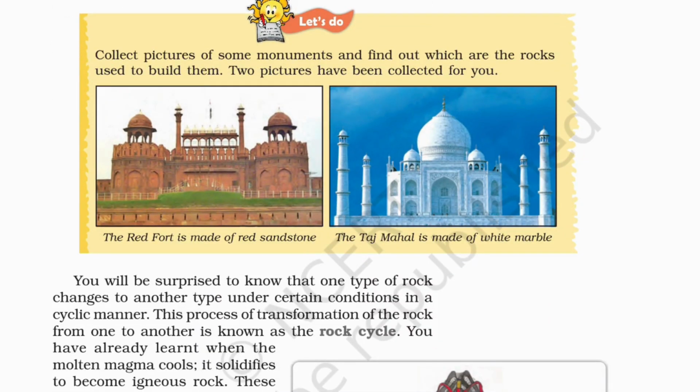See, the Red Fort is made up of red sandstone and the Taj Mahal is made up of white marble. So again you can get these questions in your exams, like Red Fort is made up of what? So Red Fort is made up of red sandstone, or which monument is made of red sandstone, or write an example of red sandstone. So the answer will be the Red Fort. And which monument is made from white marble? So Taj Mahal, right?